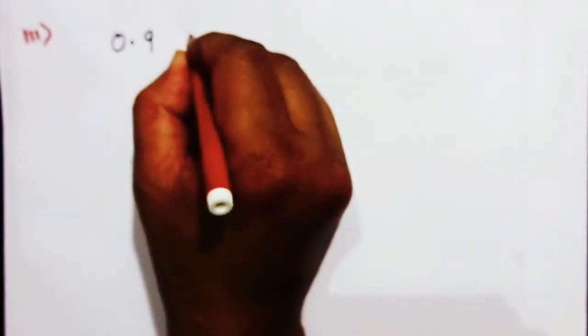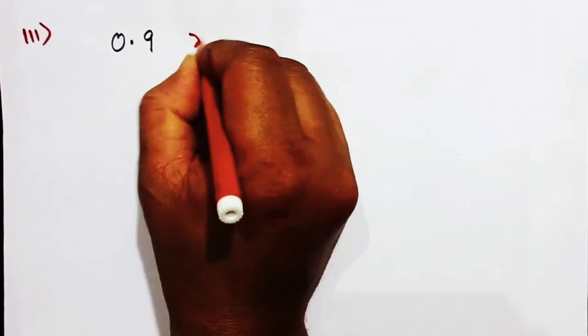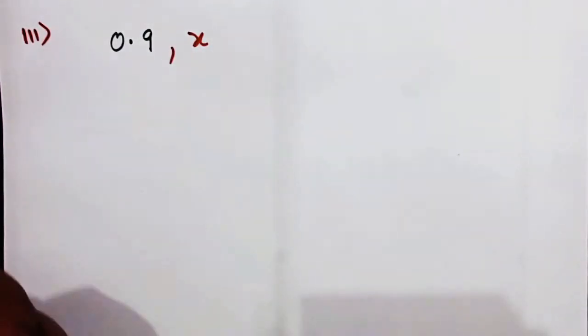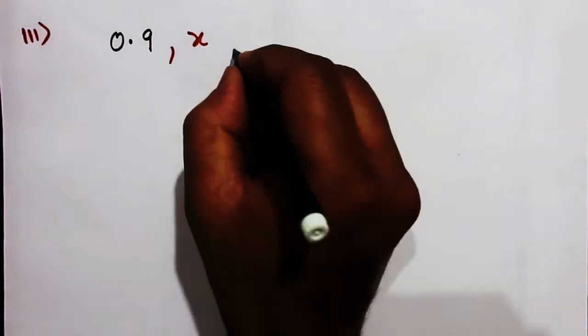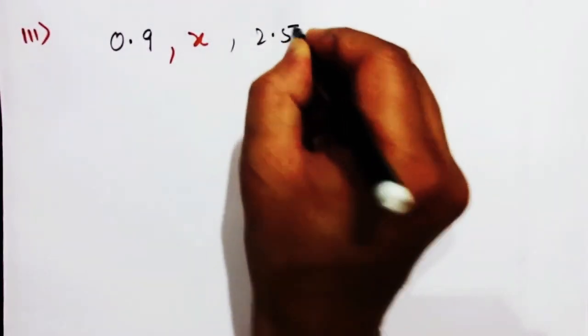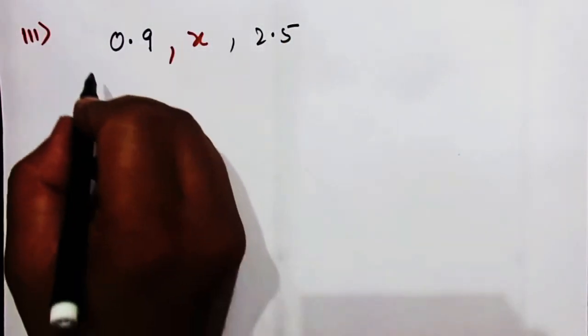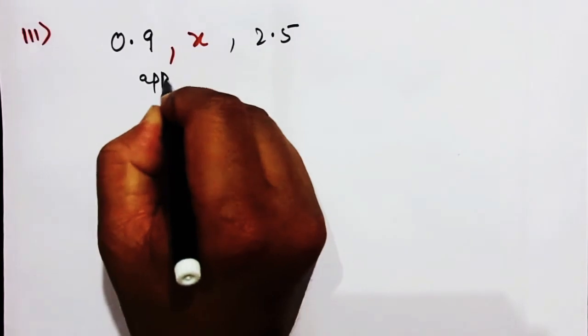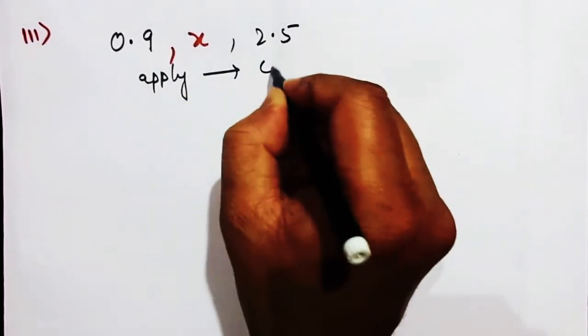Now similarly, in number 3, what do we have? Find the mean proportion. This time they have given you decimal numbers. So find the mean proportion between 0.9 and 2.5. Similarly, we will be applying the continued proportion.